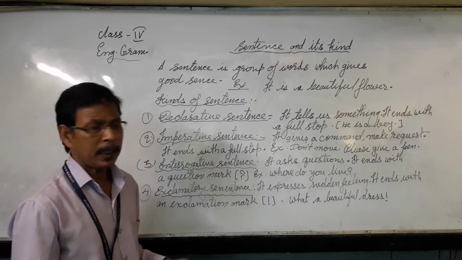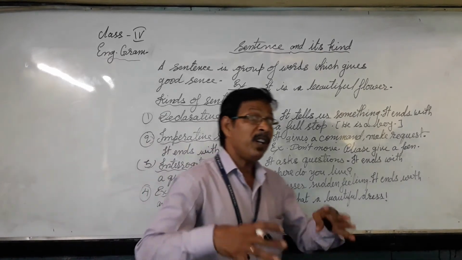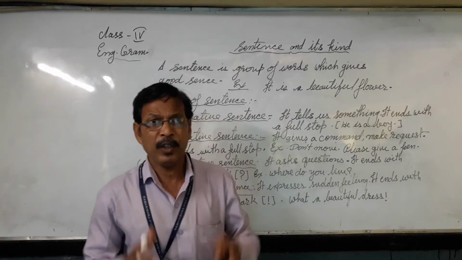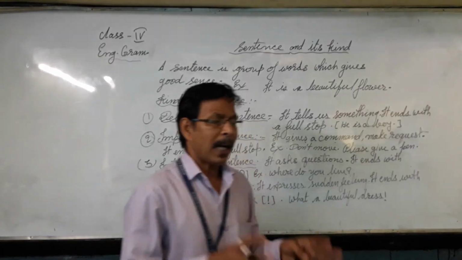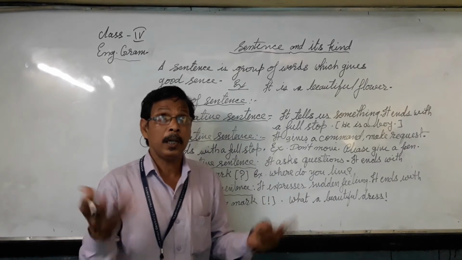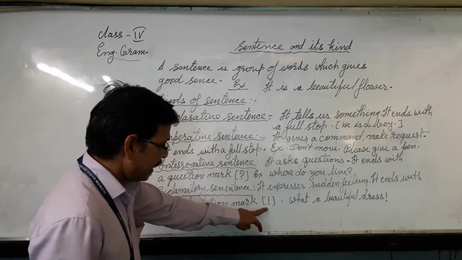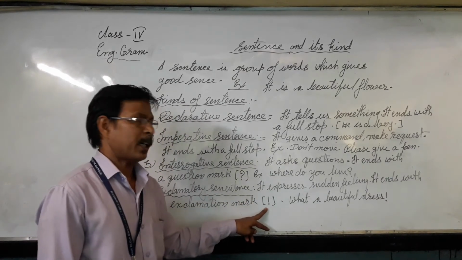Now the fourth one and the last is an exclamatory sentence. In this sentence, we feel a strong feeling. We express the strong feeling as we make surprise. Oh, kya ho gaya? Arre wow, kitna sundar phool hai. In the same way, it ends with the exclamation mark.